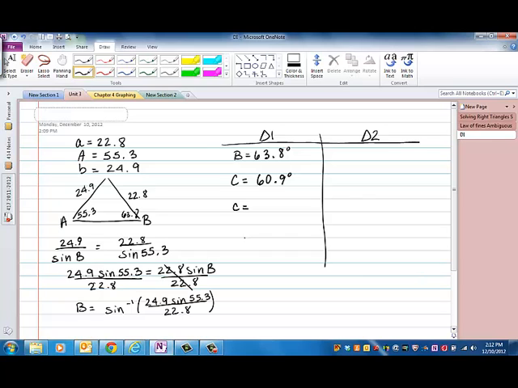Setting up my law of sines, I'm going to solve for side C. Doing my cross multiplication. And side C comes out to be 24.2. So at this point, if this were the only triangle that existed, we'd be finished because we have solved this triangle using all three sides and all three angles.